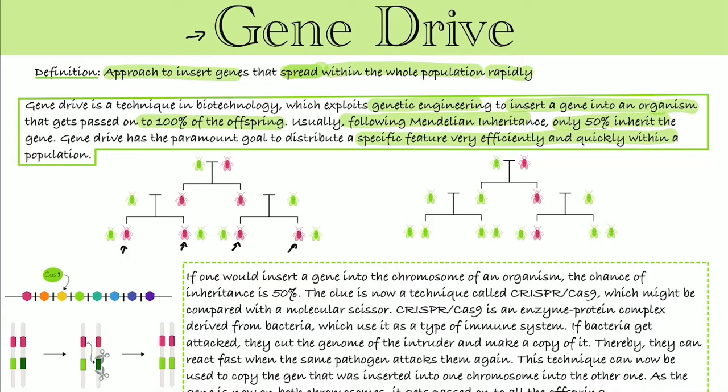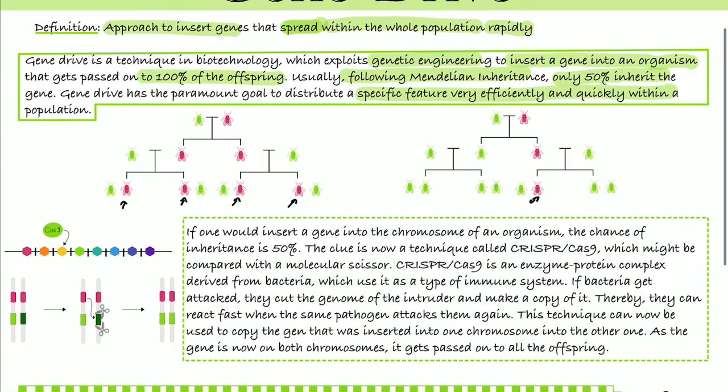So now let's talk about the technique behind it, which is CRISPR-Cas9, which you can think of as a molecular scissor. Actually, it's an enzyme protein complex that is derived from bacteria, and bacteria use it as a type of immune system. So if a bacteria gets attacked, they're able to cut out a piece of the genome of the intruder and make a copy of it. Then they can react very fast when they get attacked by the same pathogen again. So this is what you see here. A bacteria has kind of saved genetic information from different intruders.